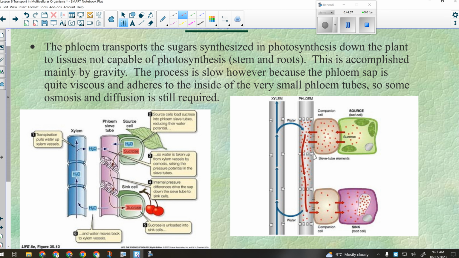The phloem we're not as worried about because, again, sugar acts like an antifreeze. Okay, that's not going to expand and break the tree. Okay, so phloem, sugar, gravity, downwards. Okay, that's what we got to know about the phloem. Phloem, sugar, down, gravity.